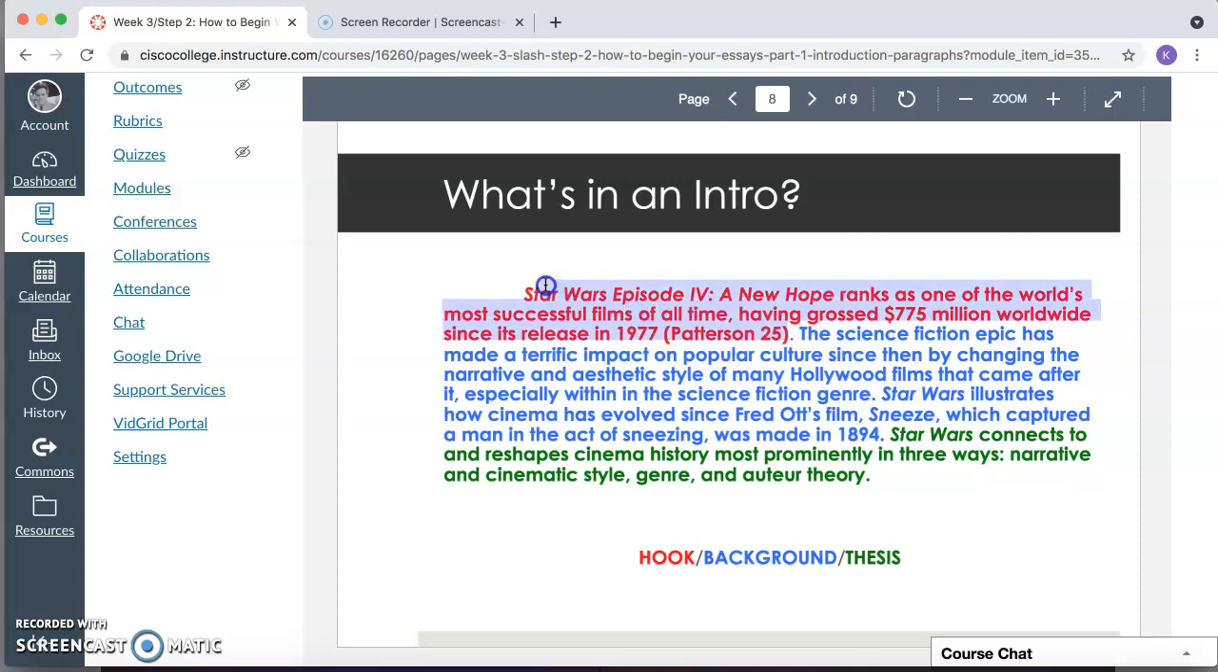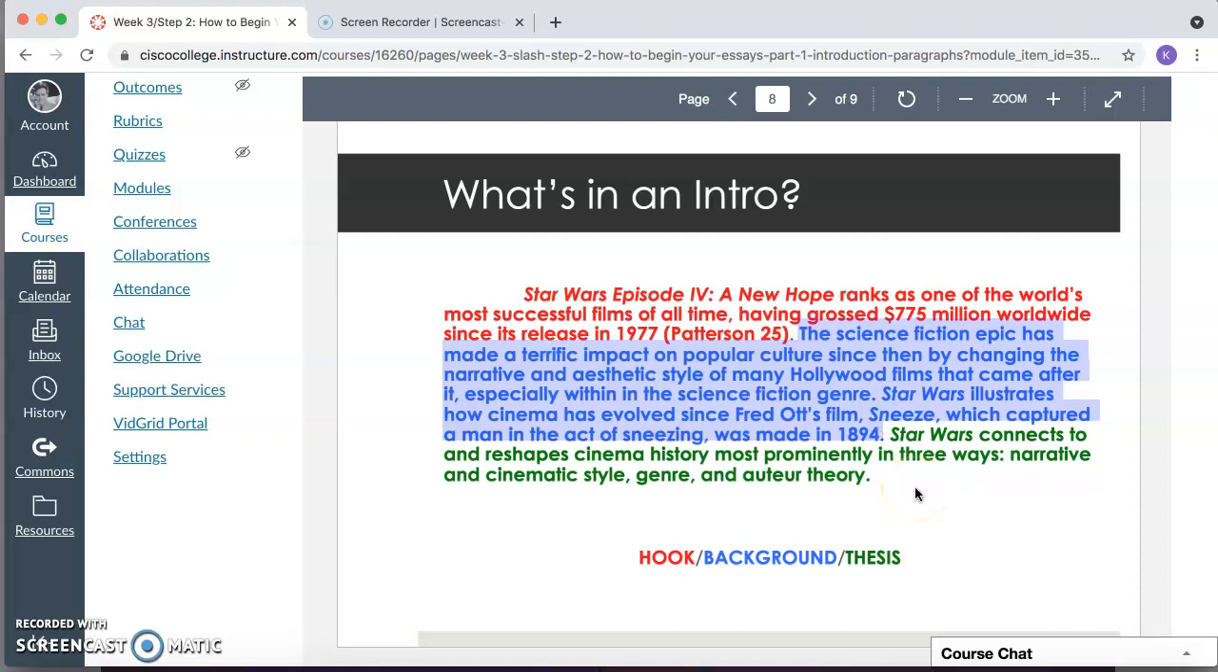What makes this an effective hook is that it's interesting. Here we have this movie, Star Wars Part 4, that grossed $775 million since its release way back in 1977. Now that's a specific bit of information I need to cite, but it's interesting, it's compelling, it's an interesting fact about Star Wars. I'm interested, I want to keep reading. So I'll move on in my introduction paragraph to this blue section here, which is background information.